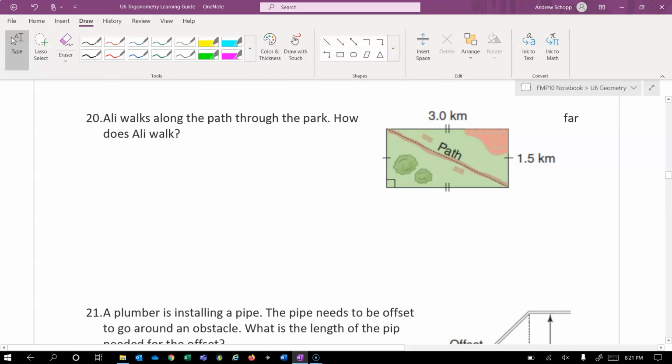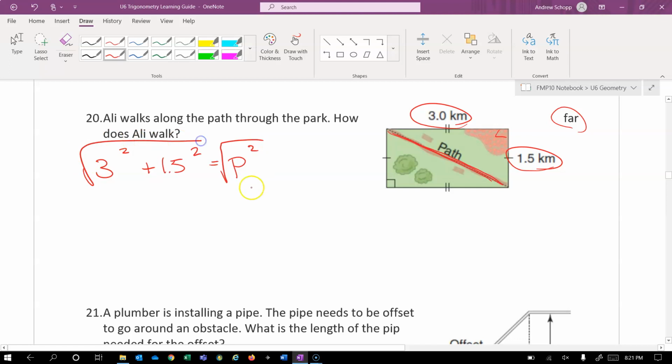Number 20. Allie walks along the path through the park. How far does Allie walk? Sorry for the mistake there. So we're looking for this distance here along the path. Once again, we know the two shorter legs of the right triangle. So 3 squared plus 1.5 squared will be equal to the length of the path. Let's say P squared. And we're looking to solve for P, so we square root both sides.